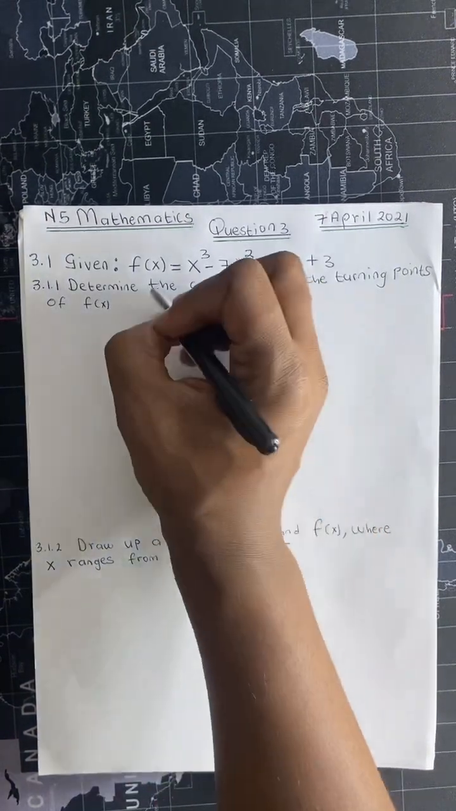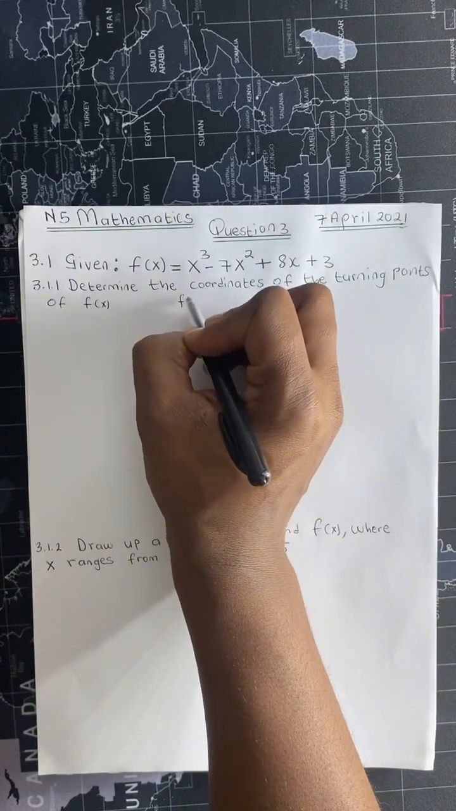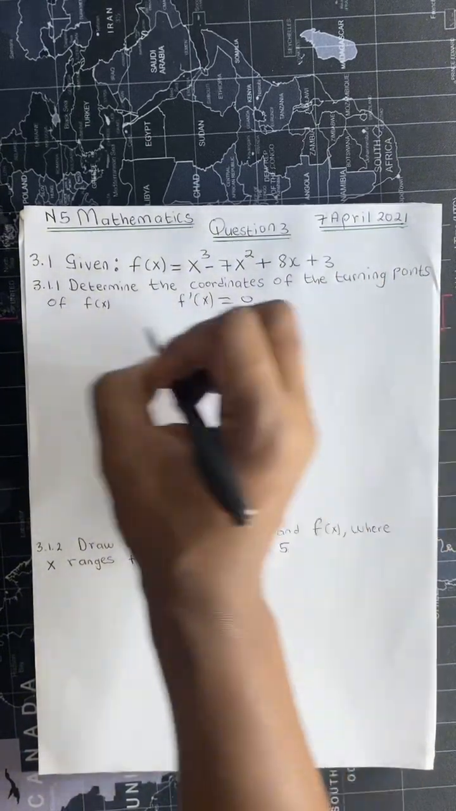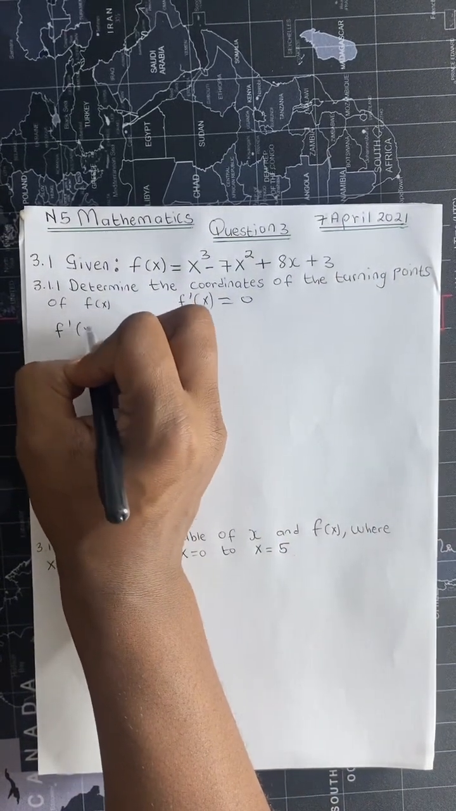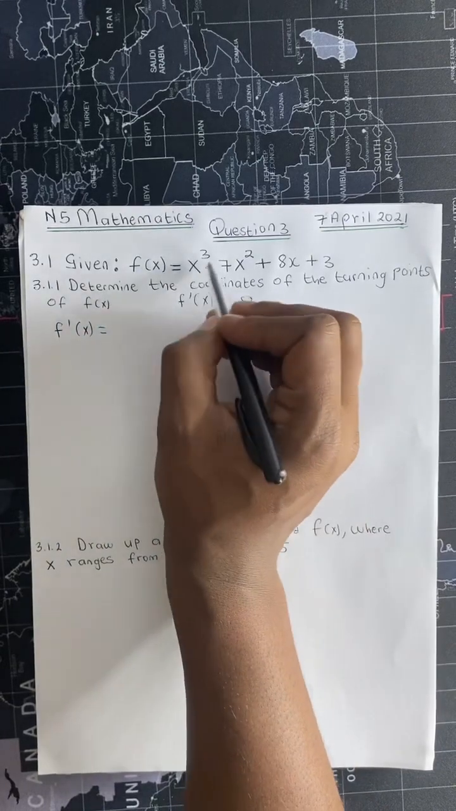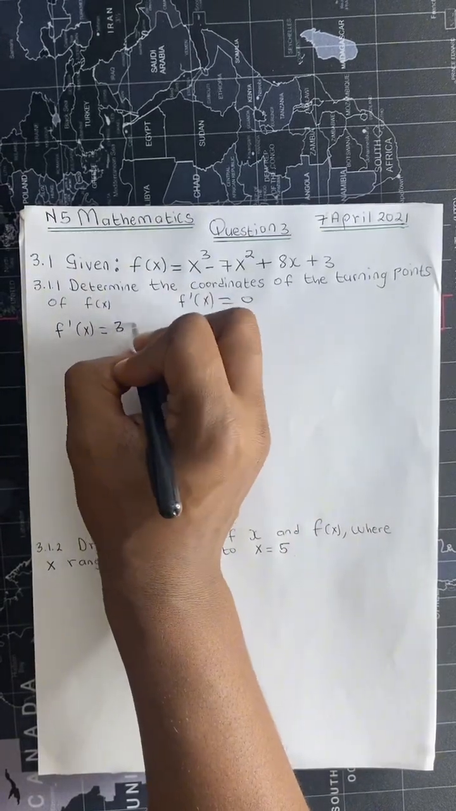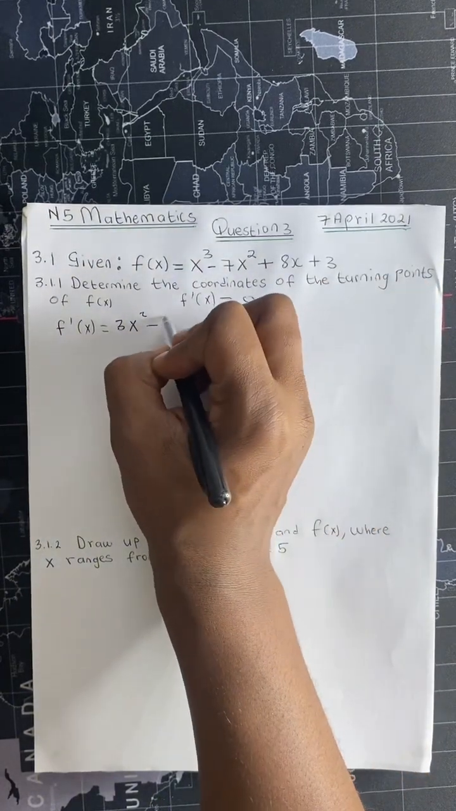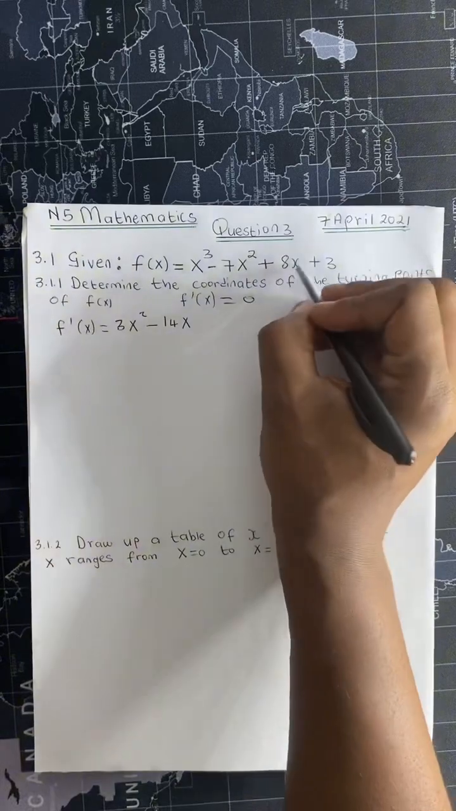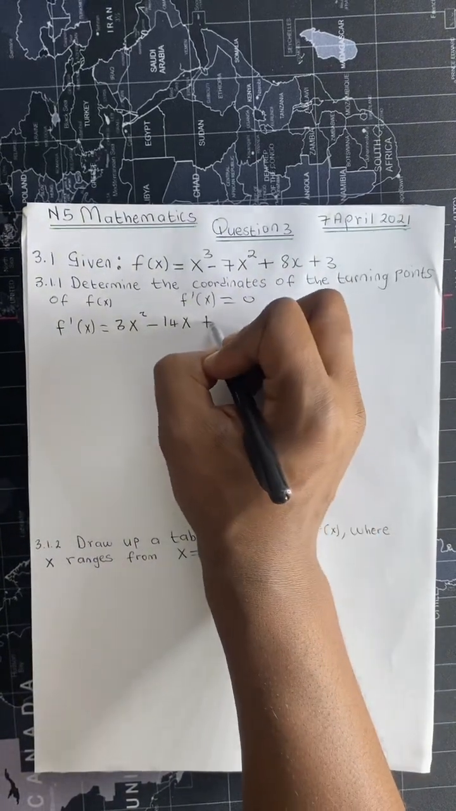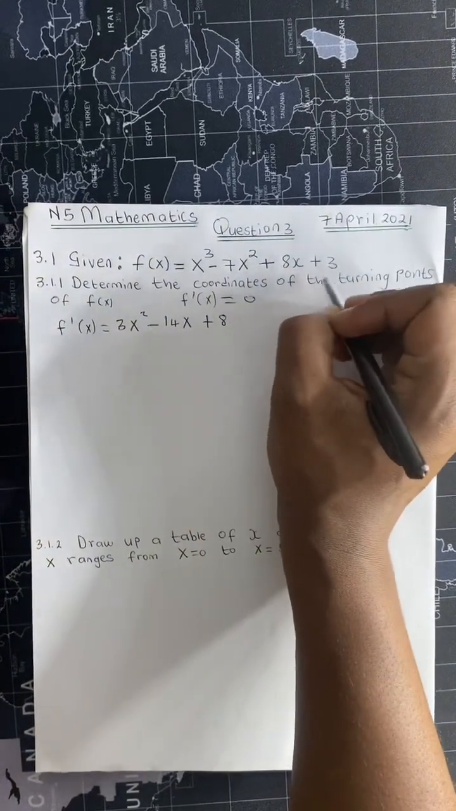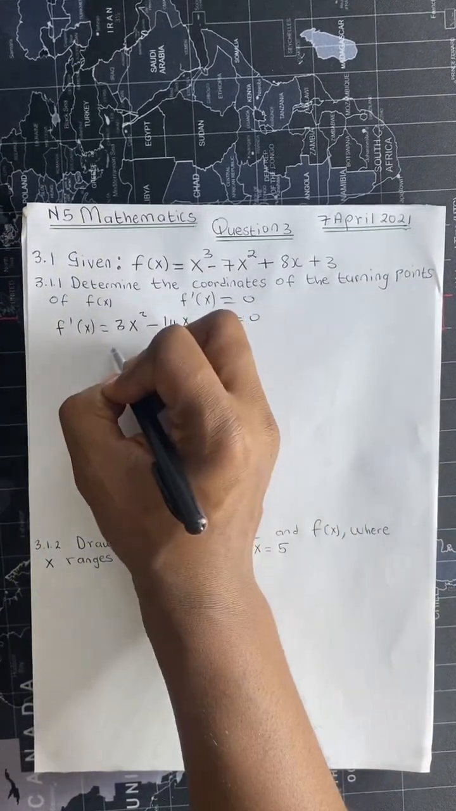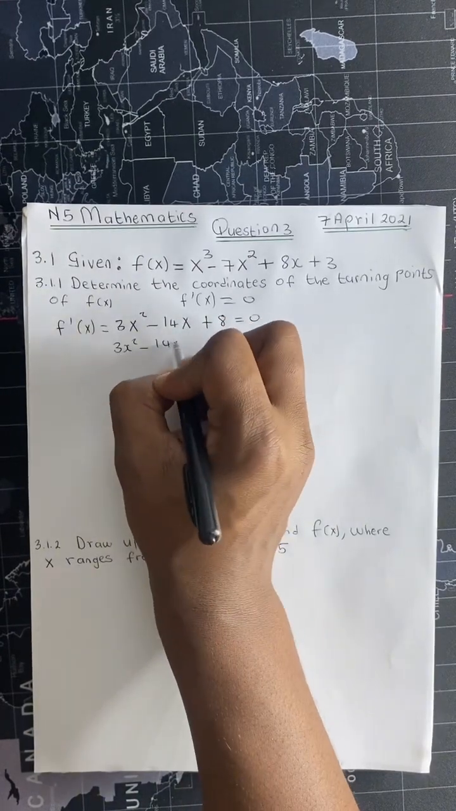So to determine the coordinates of the turning point, we simply have to differentiate the f of x and equate it to 0. So we differentiate the x cubed, we get 3x squared, and differentiate the negative 7x squared, and we get negative 14x. The derivative of the 8x is equal to positive 8, and the derivative of the 3 is equal to 0. We equate this to 0, so we have 3x squared minus 14x plus 8 is equal to 0.